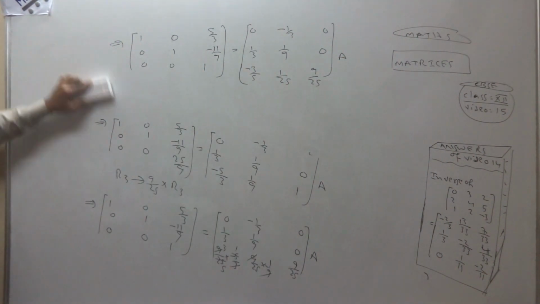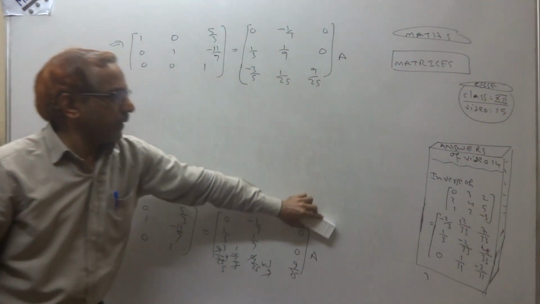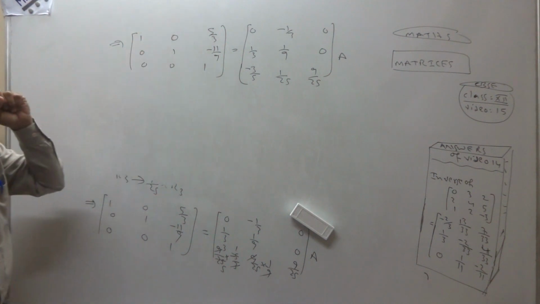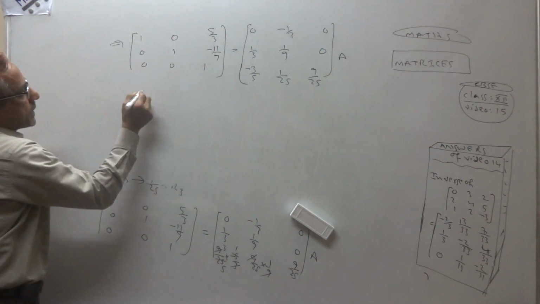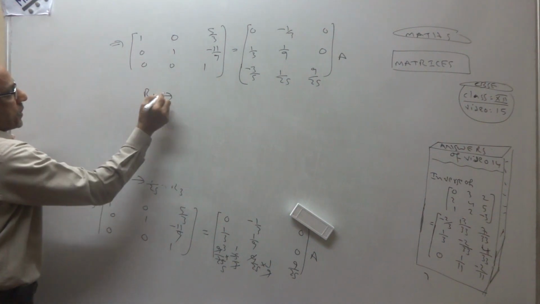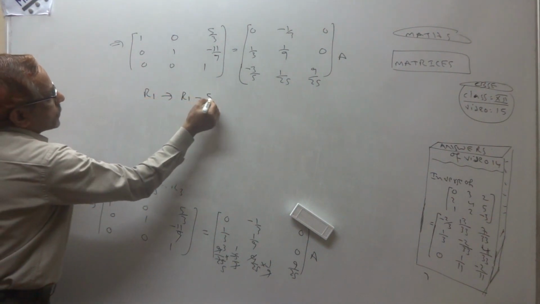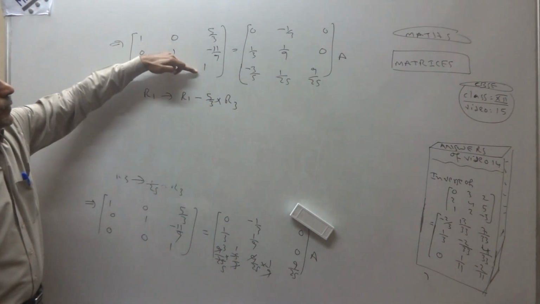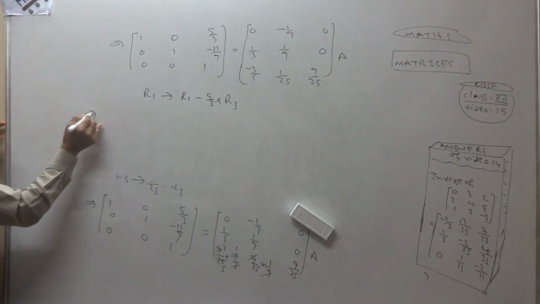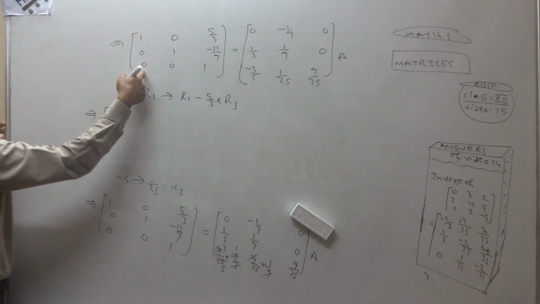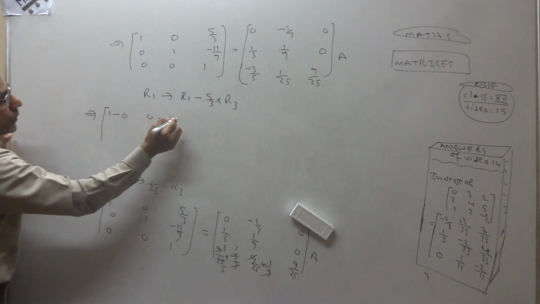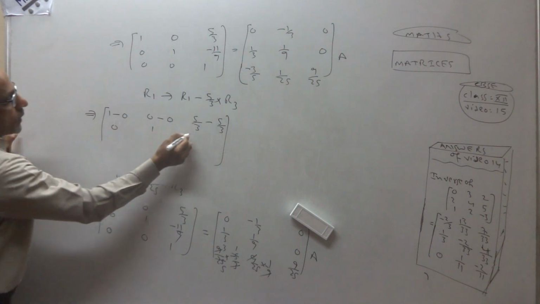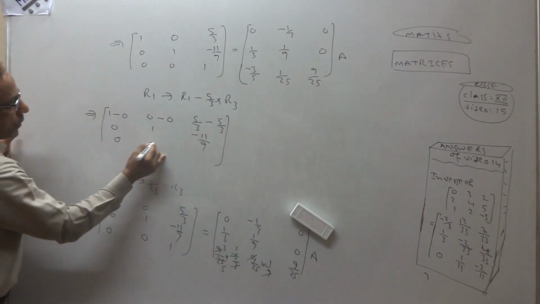Yes. See, after getting 1 here, you know that now we get 0 here. So 5 by 3 minus, how do I get 0? R1 I have to change. R1 minus 5 by 3 into R3. 5 by 3 minus 5 by 3 ones are 5 by 3, it becomes 0. 1 minus 5 by 3 into 0, 0. 0 minus 0. 5 by 3 minus 5 by 3 ones are 5 by 3. Remaining all same. 0, 0, 1.